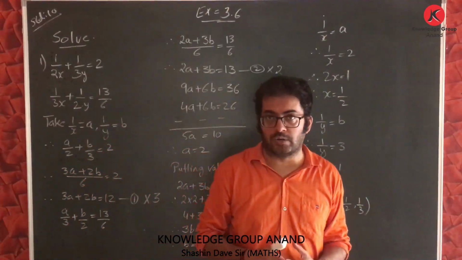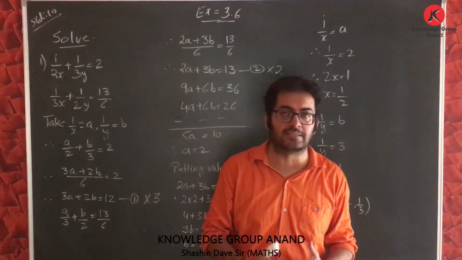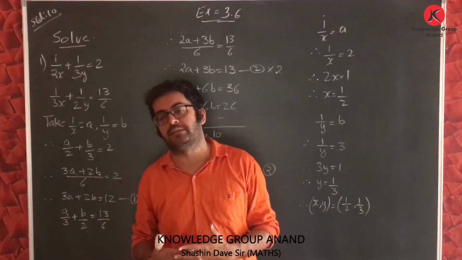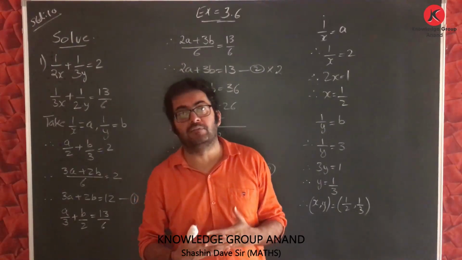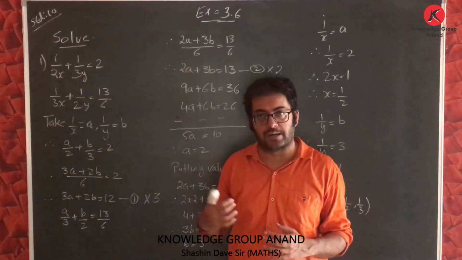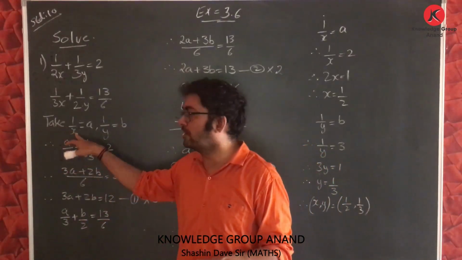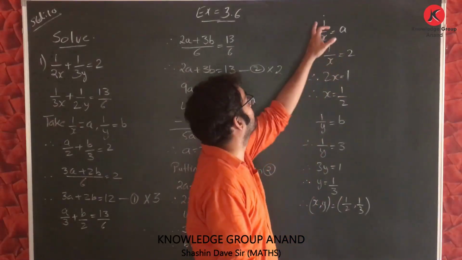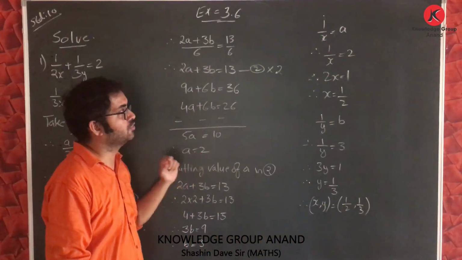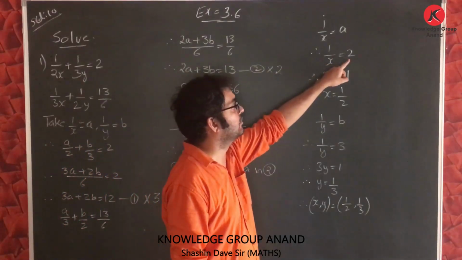But our sum is not over here. We need to find the values of x and y. So just like the previous examples, that is example 17 and 18, to find the values of x and y, we will move to our assumption part. What is the assumption part? I have taken 1 upon x is equal to a. So 1 upon x is equal to a. But what was value of a? Value of a is 2. So 1 upon x is equal to 2.